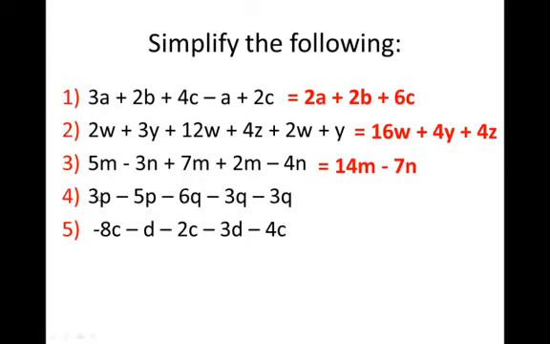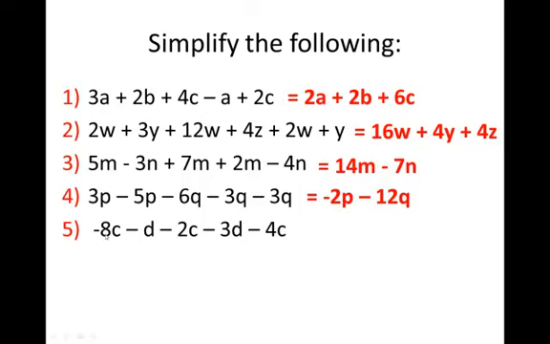The next one, we have the P family. 3P minus 5P would give us negative 2P. And the Q family, minus 6Q minus 3Q gives us negative 9Q. Minus another 3Q gives us negative 12Q. So the answer would be minus 2P minus 12Q.